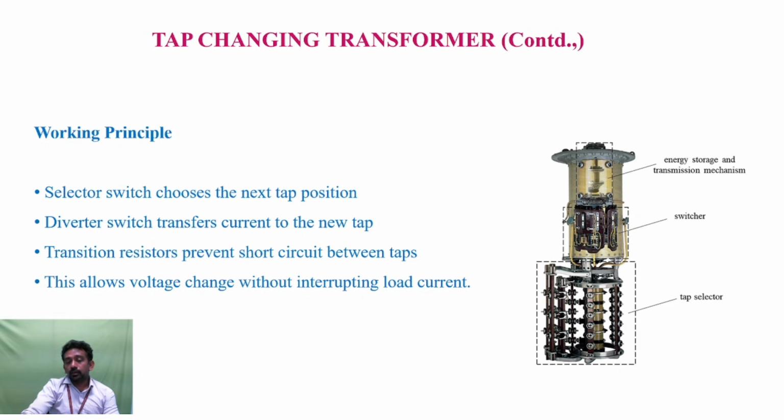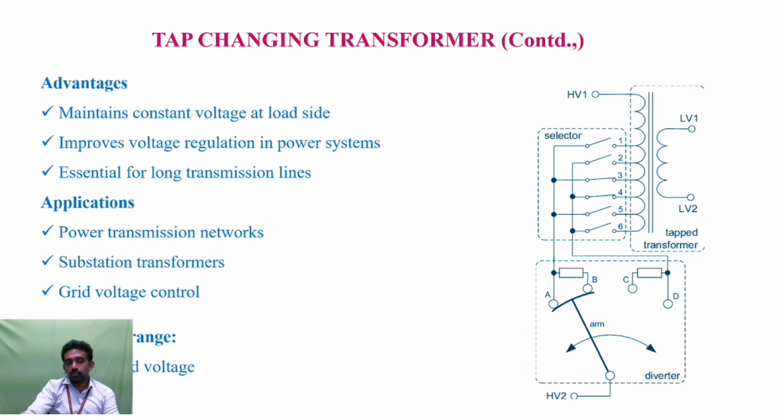the diverter switch transfers the current to the new tap, and the transition resistance prevents short circuit between the taps. This allows the voltage change without interrupting the load. So the main advantages are that it maintains constant voltage at the load side, improves voltage regulation in the power transformer, and it is highly essential for long transmission lines.